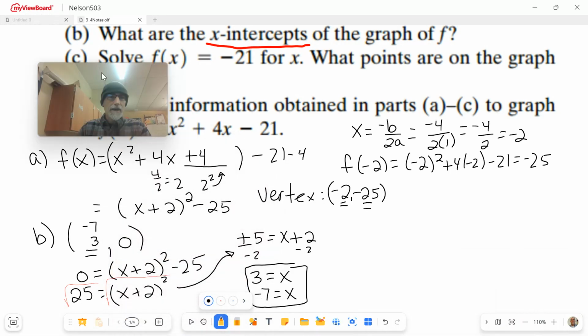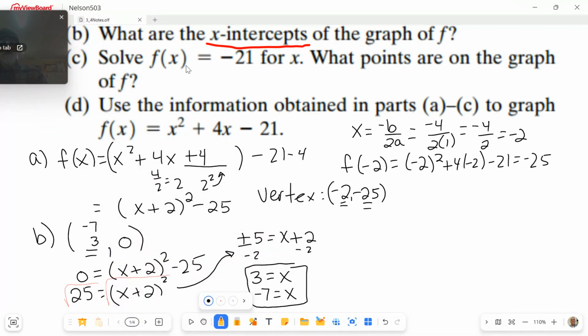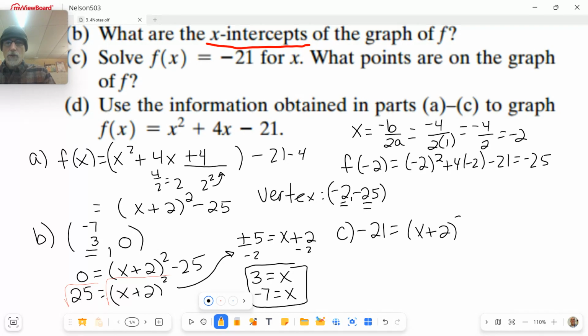All right, so let's see. How are we going to do this next part? How are we going to solve for when y is equal to -21? Okay, so let's see here. Part C, I would set -21 equal to (x + 2)² - 25.